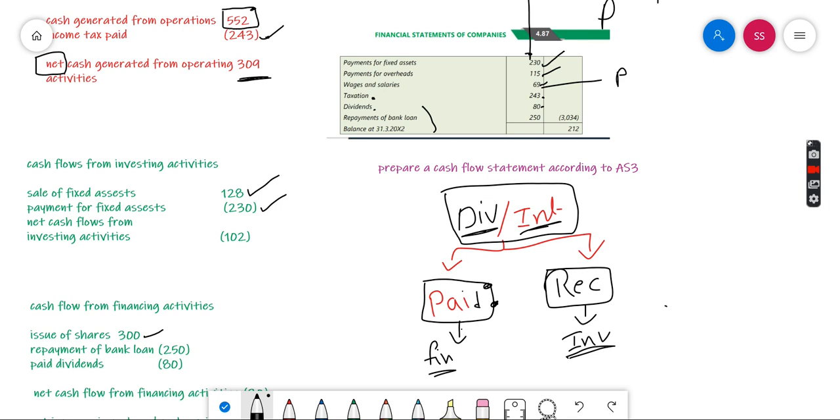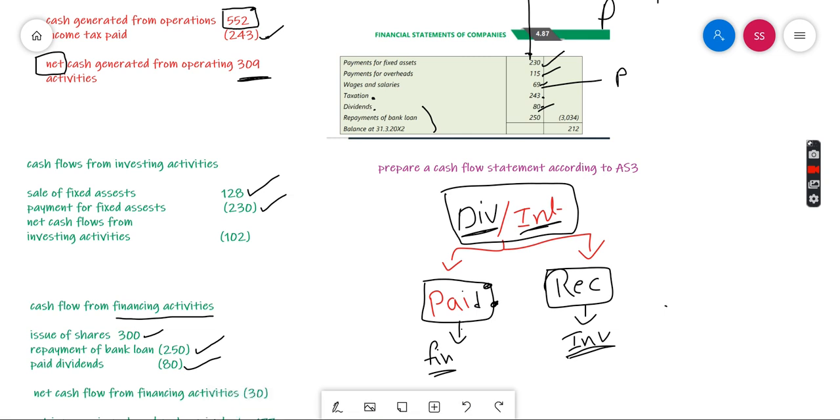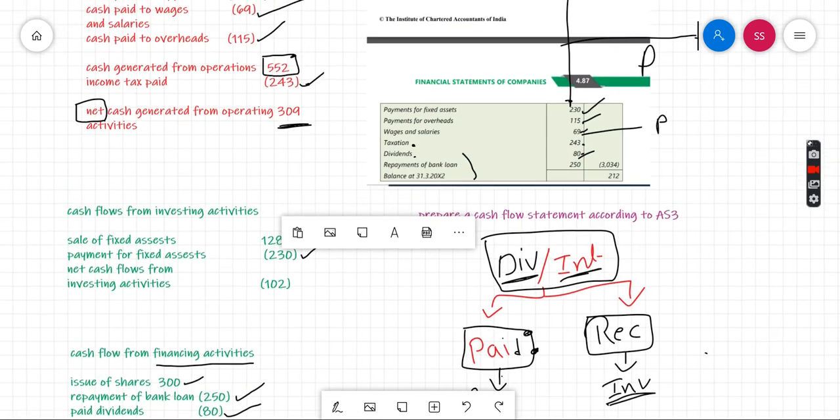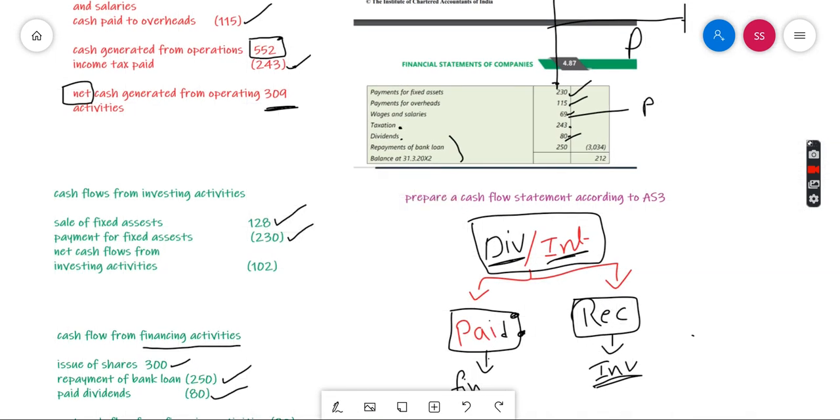In this scenario, this is dividend paid, so this is financing activity. Cash is going out, so put it in brackets under the financing activities. Repayment of bank loan, that is also financing activity, which is 250. Now, the end of the question. Let's do the balance for the investing activities. If you do the balance, you will get 102.